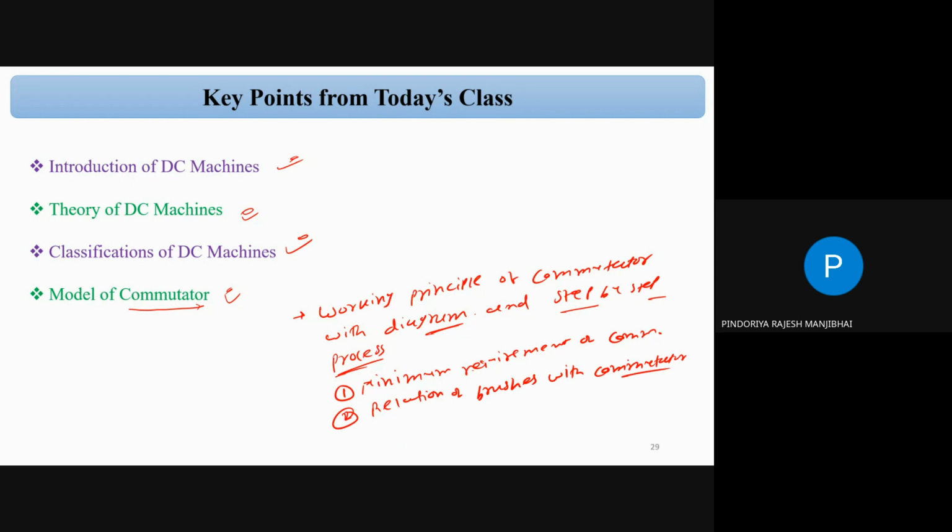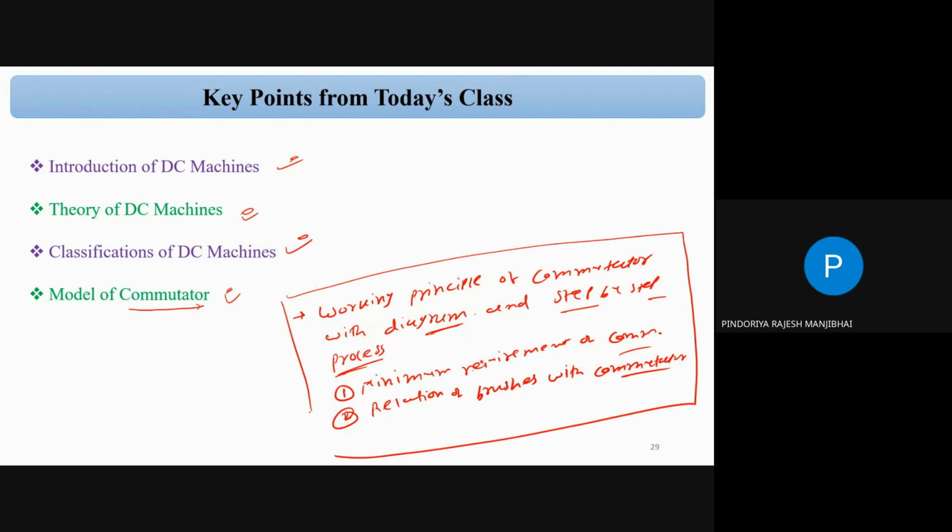Is there any relation? Suppose I have 2 commutator segments, then how many brushes are required? Is there any direct relation between the commutator and brushes? Can we choose randomly? Suppose my commutator has 10 segments, maybe I can use only 2 brushes. Is it possible, yes or no? You have to cover this in the assignment.